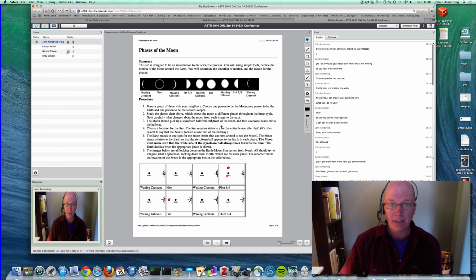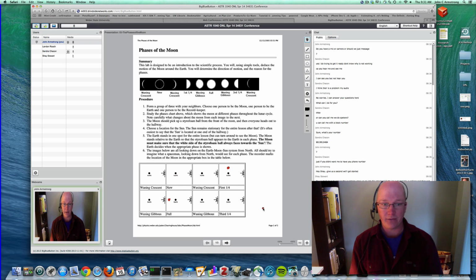And when you do that, because you know the order of the phases, you'll be able to see exactly how the moon goes around the Earth. So that's the first part of this activity.